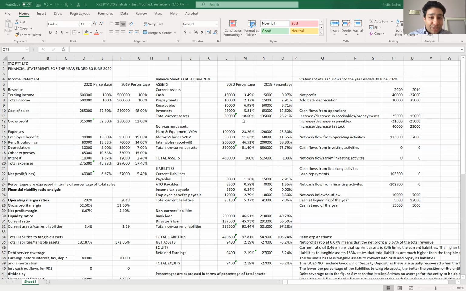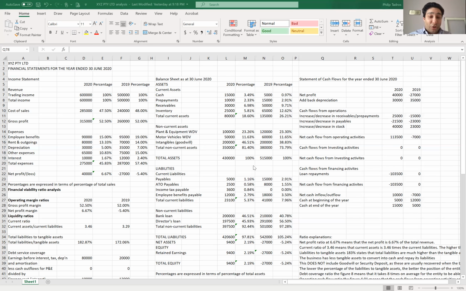Total current assets represent 18.6% of the total assets, whereas your total non-current assets represent 81%, and intangibles itself represents 46.5% of your total assets. Now go to your liabilities. Your current liabilities represent 5.37% of your total assets.